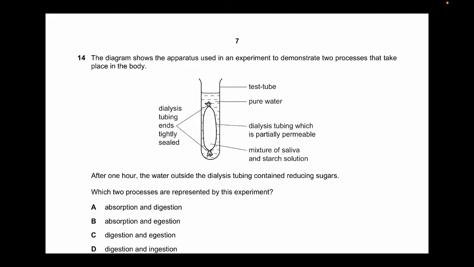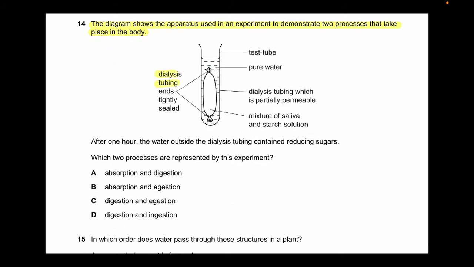Question 14. The diagram shows the apparatus used in an experiment to demonstrate two processes that take place in the body. So, the dialysis tubing ends are tightly sealed, meaning nothing can escape. We have a test tube with pure water, and dialysis tubing, which is partially permeable, containing a mixture of saliva and starch. Guys, we know that saliva contains amylase. So amylase is going to break down the starch to produce simple sugars. And since the water does not contain any simple sugar, the simple sugar will diffuse into the water.